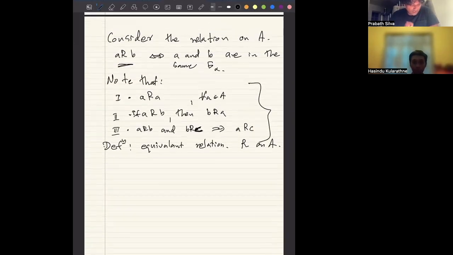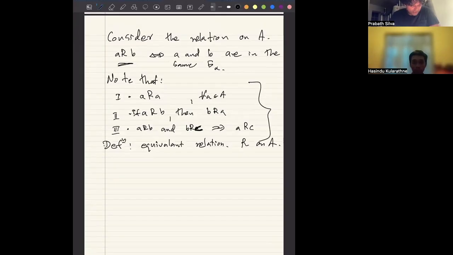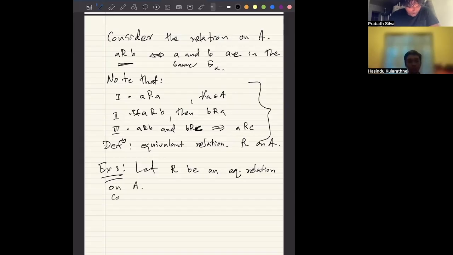Again, here is an exercise. Exercise 3. Let R be an equivalence relation on A. We denote it by this, A in square brackets. These are all the B's in A such that A is related to B.